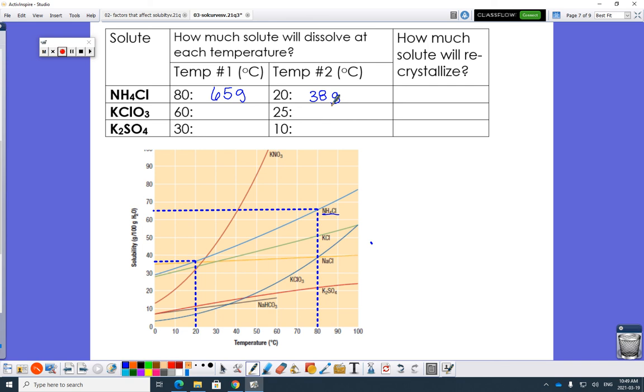Okay, so then this question says how much will recrystallize. It's up to you if you want to do all of the solids first and then figure out how much would recrystallize. It really doesn't matter. So if you are at temperature 1 and 65 grams dissolves, and now you're at temperature 2, which is 20, and 38 grams will dissolve, it says how much will recrystallize. You could dissolve 65. Now you can only dissolve 38. How do you figure out how much recrystallizes? All you have to do is subtract.